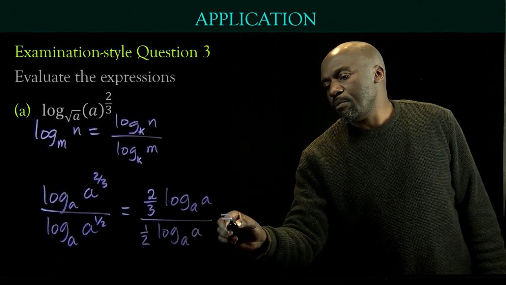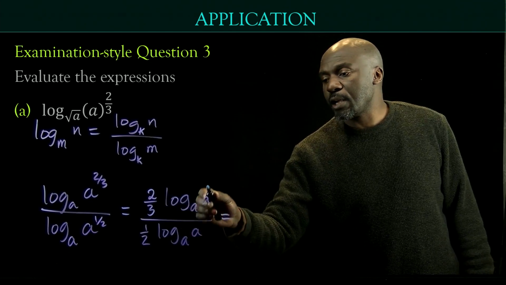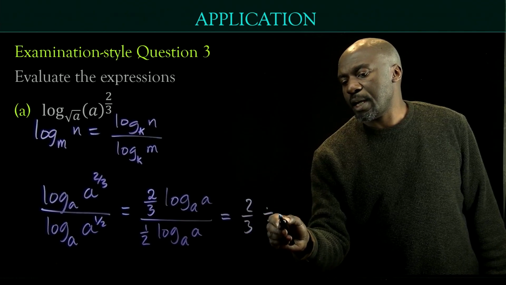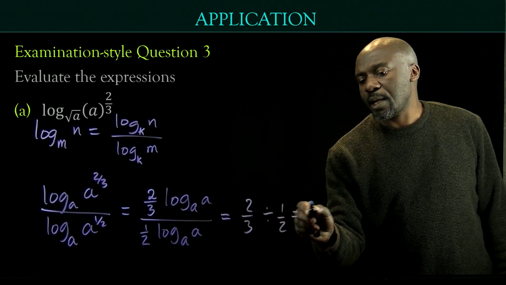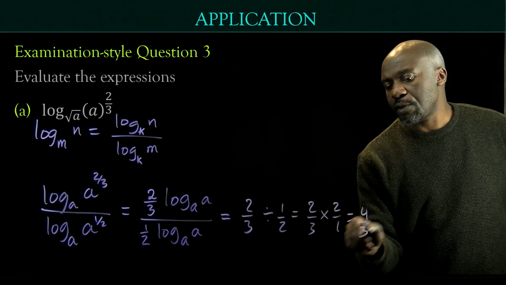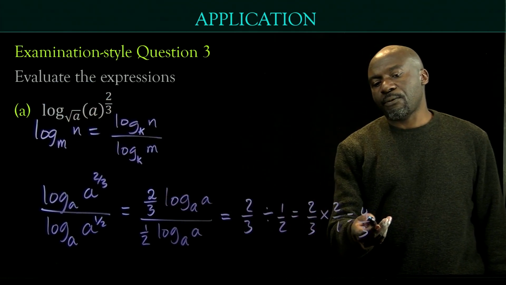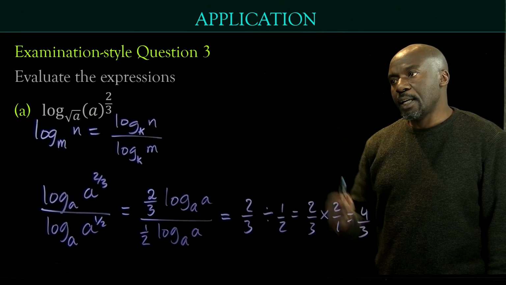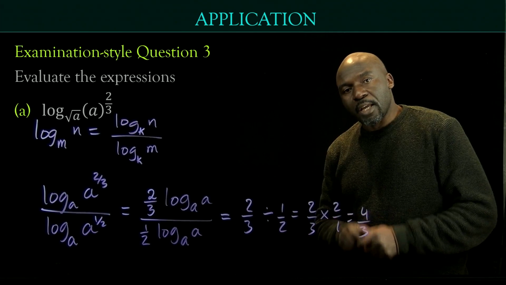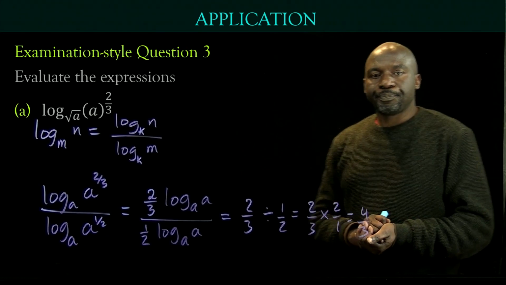And that leaves me, since log to base a of a is 1, that's 1 and that is 1, or if you want to think, you can cancel them. And you have 2 over 3 divided by 1 over 2, which is the same thing as 2 over 3 times 2 over 1, which is 4 over 3. And so the value of this expression here is in fact 4 over 3. We have evaluated the expression log to the square root of a to the base of the square root of a power 2/3. Okay, I hope you get it.